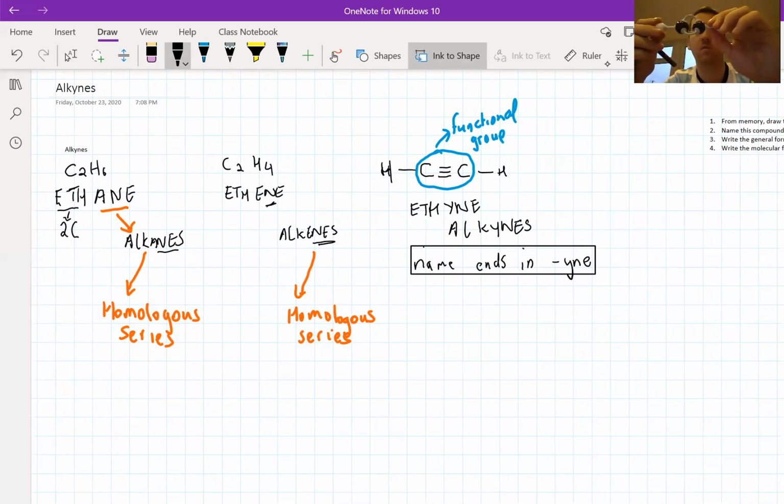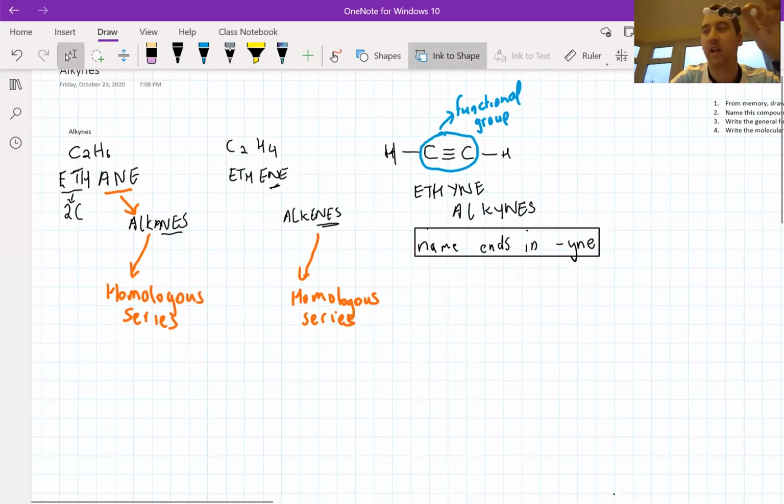Of course, there will be other molecules that have this C triple bond C. And instead of one of these hydrogens, I could add another carbon and add a chain, and this molecule will get bigger. So long as you've got the C triple bond C in there, though, that means it's an alkyne. Now, what about the general formula for an alkyne?